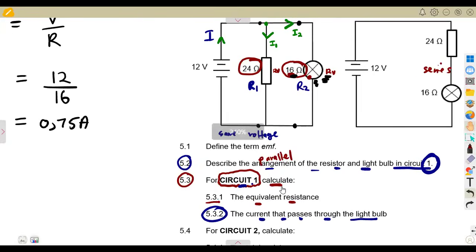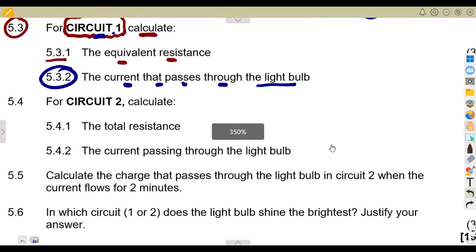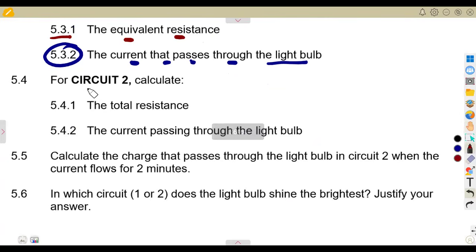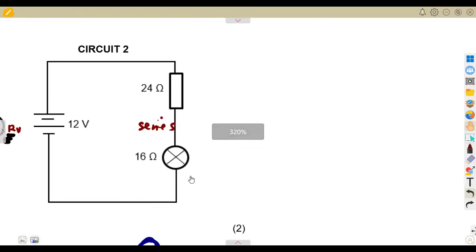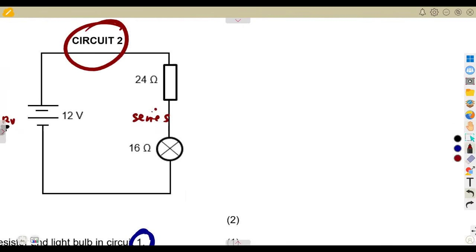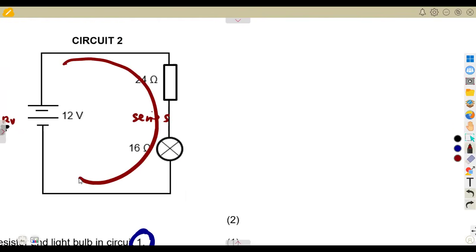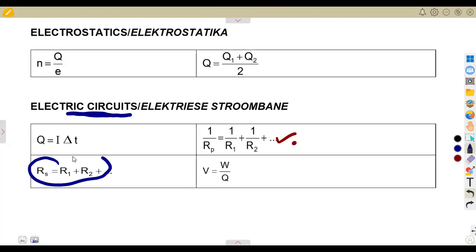Let's consider 5.4 for circuit 2. Now, where are we? Circuit 2. You are working from circuit number 2. For circuit number 2, calculate 5.41, the total resistance. So we need the total resistance from circuit number 2. And this is our circuit number 2, this one. In circuit number 2, this is a series combination that we have. And in a series combination, how do you calculate the total resistance? It is the sum. You add the resistors.